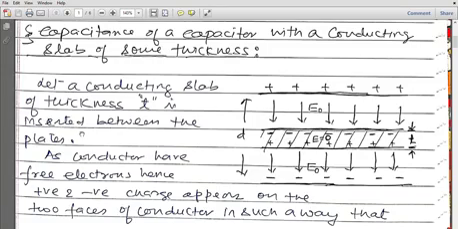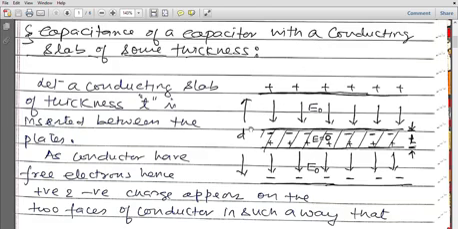Good morning, class 12th. In today's class, we are going to study the effect of conducting slab and dielectric slab if it is inserted between two plates of a capacitor. Already we have studied the parallel plate capacitor, and we have studied the case where the entire region between two plates is filled with a dielectric substance. But here we will study a dielectric medium or a conducting medium of thickness less than the separation inserted between the gap.